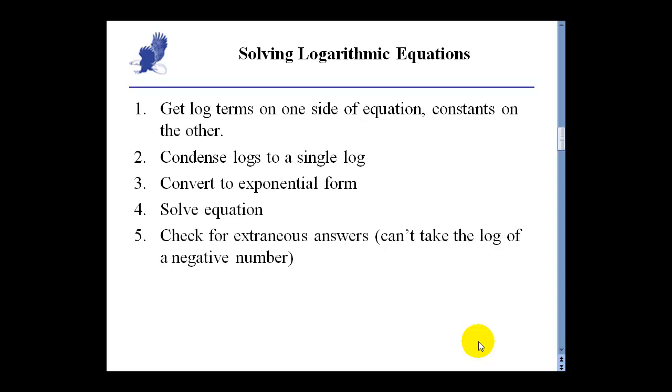We want to get the log terms on one side of the equation and any constants or numbers on the other side. We'll then use our logarithm properties, if there's more than one log, to condense it into a single log statement. So now we'll have log of something equals a number. We then use our conversion to convert that to exponential form and solve the equation.